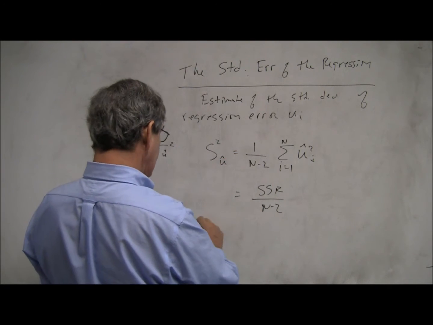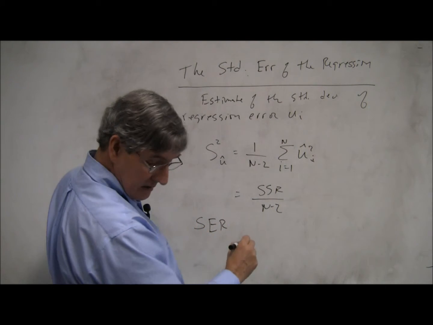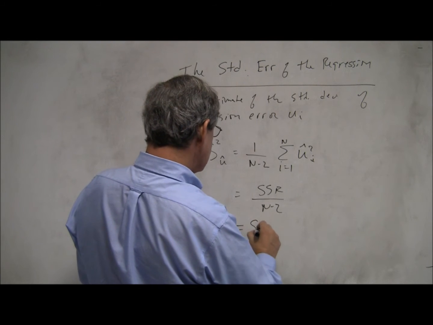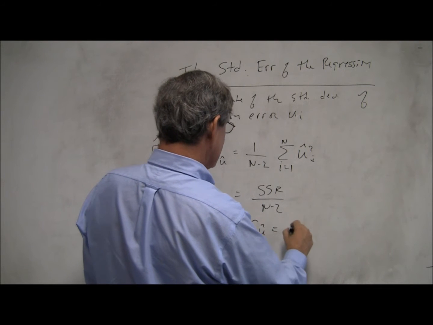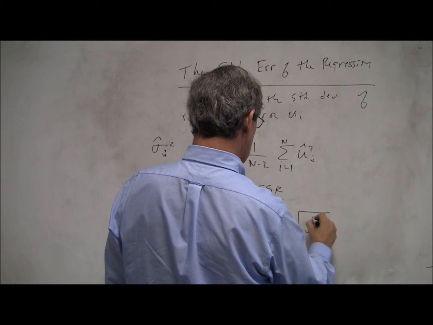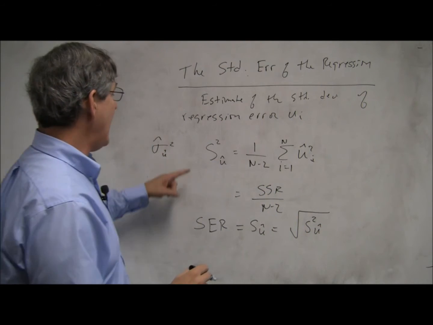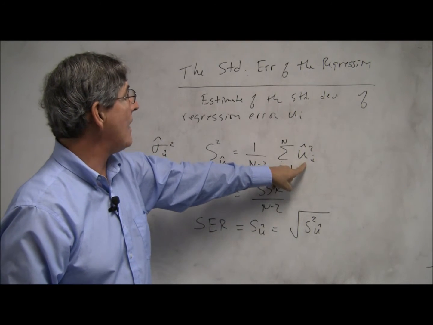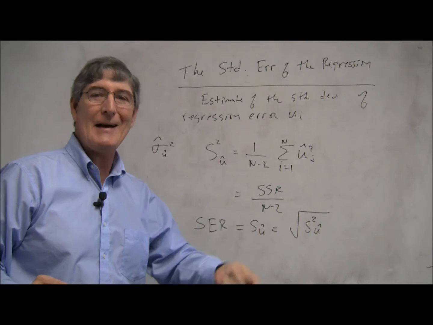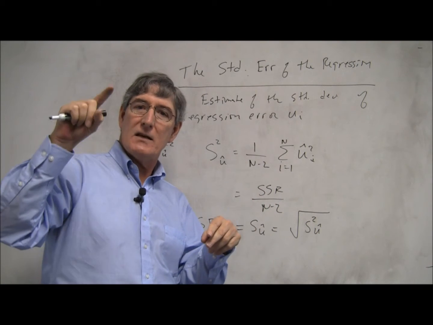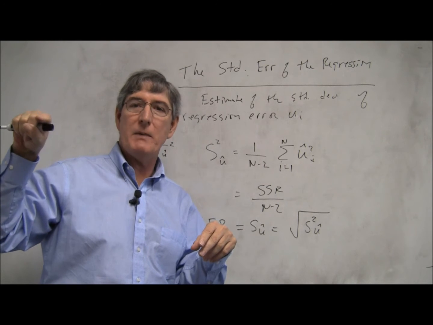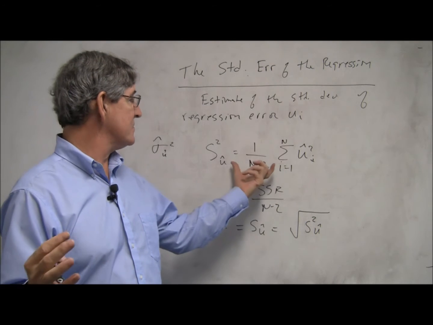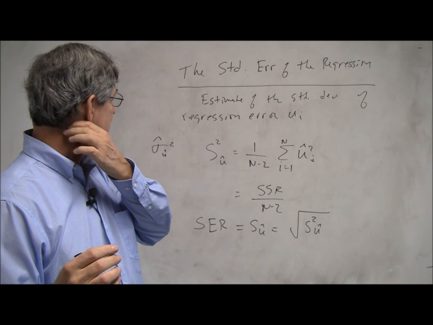So the SER, the standard error of the regression, is the same as S of u hat, not S squared of u hat. It's just the square root of S squared of u hat. So this is how you calculate it. It's n minus 2 because to get u hat, you have to estimate two things, a beta naught hat and a beta 1 hat. Remember, u hat is yi minus beta naught hat minus beta 1 hat xi. Those two estimates mean you lose 2 degrees of freedom. This is just the kind of degrees of freedom correction we talked about last time.